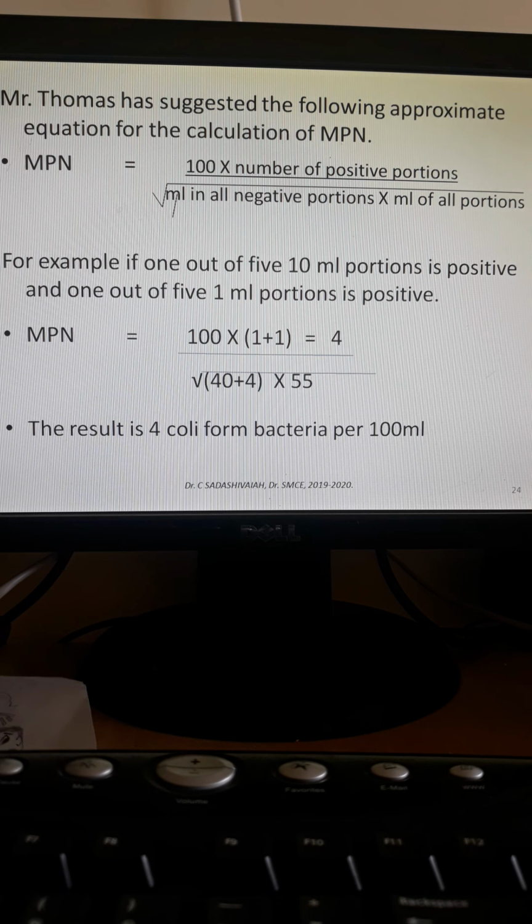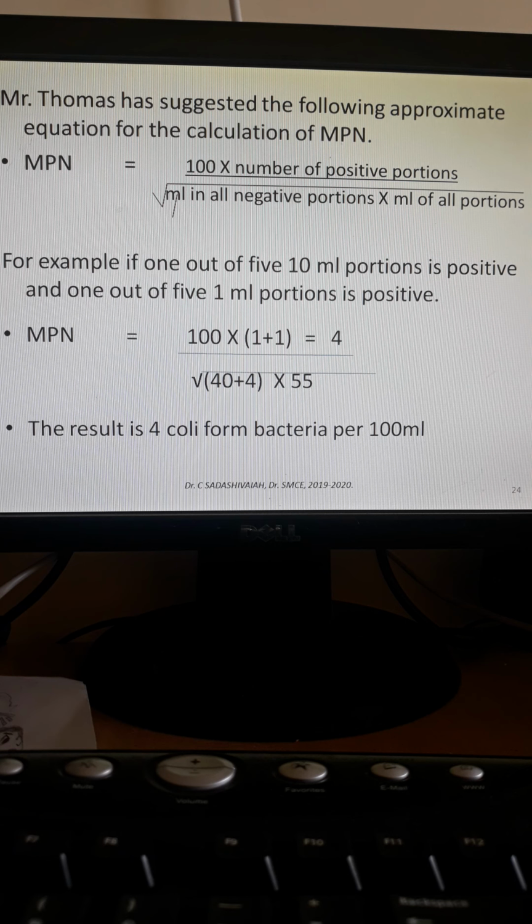And the next term in the denominator is ml of all portions. Ml of all portions means the total quantity of water sample poured into the different sets of test tubes. In the first set, 5 tubes of 10 ml each, therefore 50 ml, and in the second set of 5 test tubes where 1 ml was dispensed, therefore 5 ml. So ml of all portions is 55 ml. If you simplify after substituting in the given formula, the result is going to be 4. It means that the result is 4 coliform bacteria per 100 ml of the water sample.